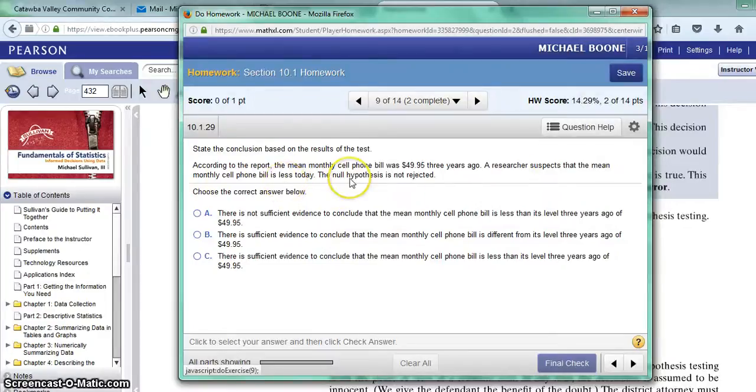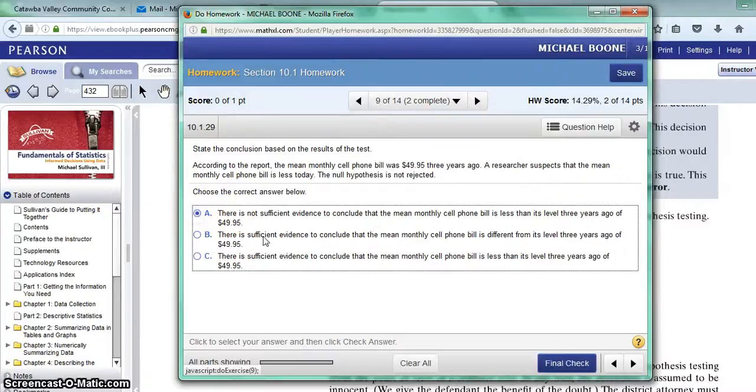The null hypothesis is not rejected. Okay. So this is the null. The less than is the alternative. So if this is not rejected, that means we really think it still is $49.95. So there is not sufficient evidence to conclude that the mean monthly cell phone bill is less than its level 3 years ago today. If we say that there is sufficient evidence, that means that we are rejecting the null.